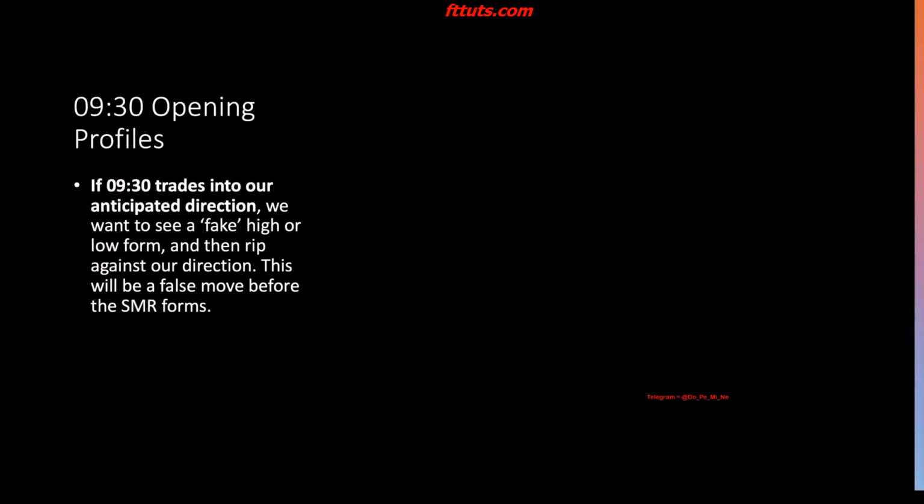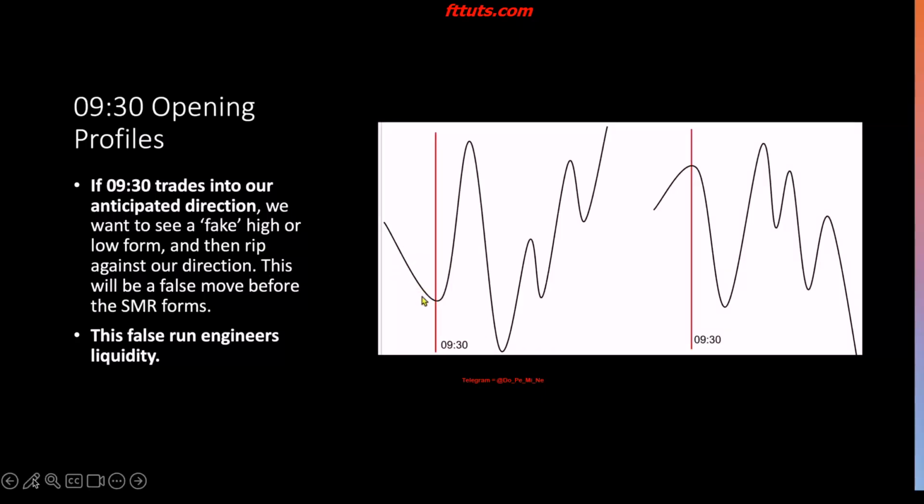Another 9:30 opening profile is the following. If 9:30 trades in our anticipated direction, we want to see a fake high or low form and then rip against our direction. This will be a false move before the real smart money reversal forms. Let me show you a schematic to explain what I mean by this description. This false run engineers liquidity again. What we see is the following.